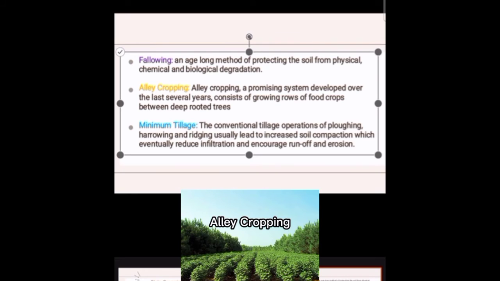In alley cropping, both the fallow and the cropping period are integrated at the same time. In addition to erosion control, this system has an added advantage of recycling soil nutrients, more especially if legumes, shrubs are used.